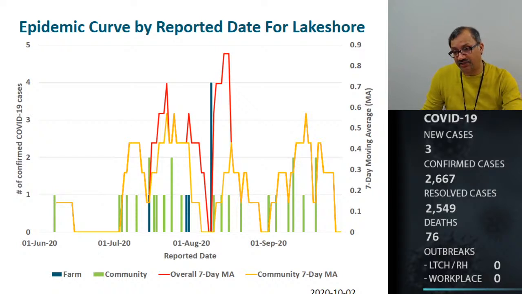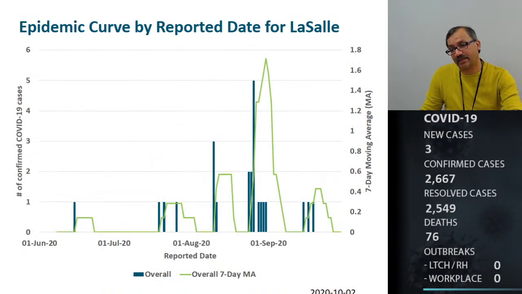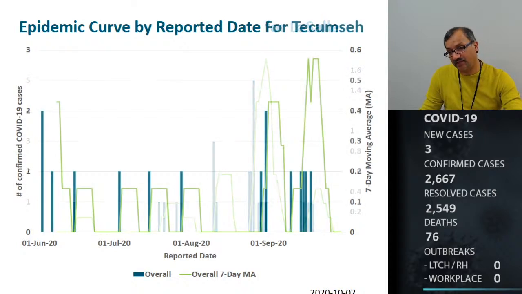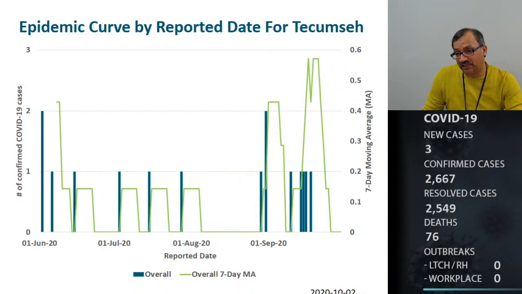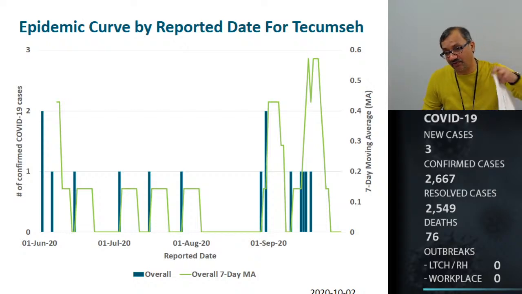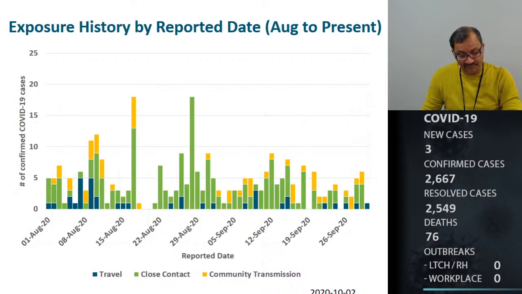Lakeshore, similar picture, low number of cases with activities mainly late July, early August, and now trending down with few occasional spikes. Similar in LaSalle, end of August, early September, some cases, and then overall trending down. Tecumseh, low number of cases overall with few spikes, now 1 or 2 cases, which is pretty much consistent throughout the pandemic.